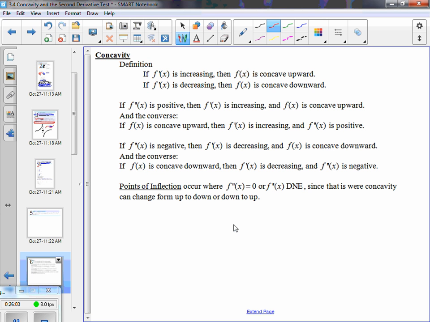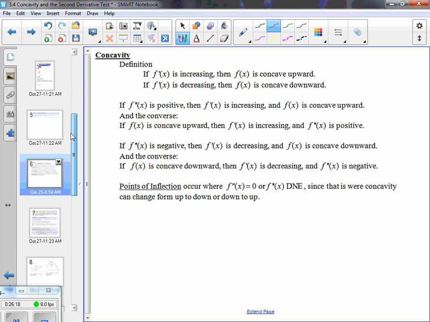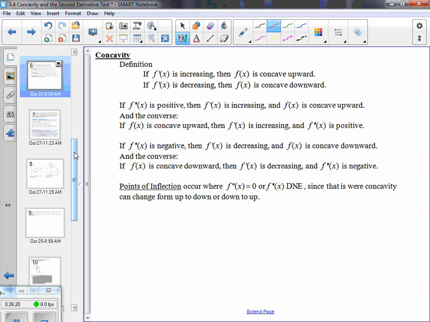All right. Then on your note page, I've summarized all of that, hopefully in a way that you can read and understand and begin to memorize. Okay? That's all the concavity stuff right there. All right. Questions? Comments?